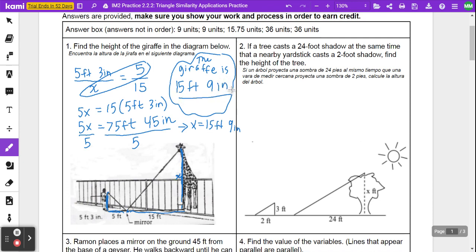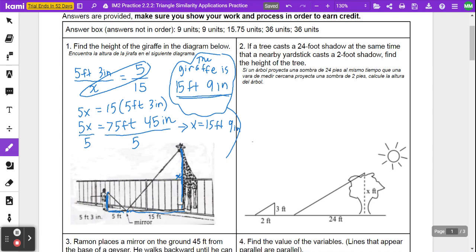Now, many of you have probably worked more in metric than in this scheme, but it's fine because as long as you keep feet and inches separate, it'll work out.